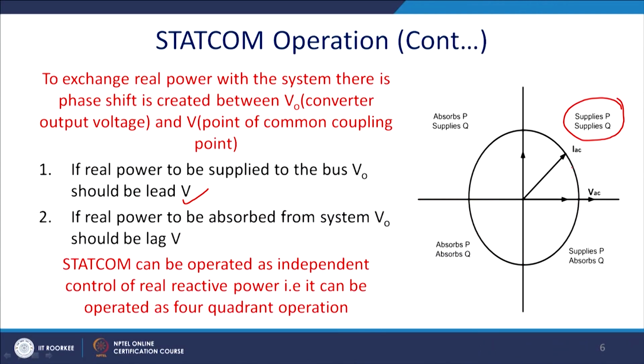In the second quadrant, what happened? This is basically I and V, and in this quadrant voltage is negative. So, for this reason it absorbs P, but it supplies Q. In the same way, in the third quadrant it absorbs both P and Q, but in the fourth quadrant it supplies P and absorbs Q. So, a total 360-degree operation is possible, and accordingly you can choose the operating condition of your system.